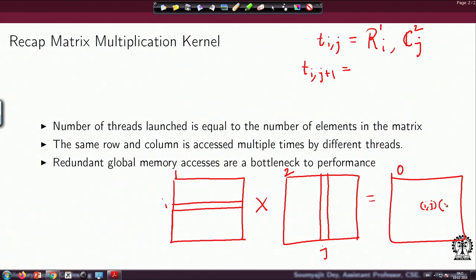So, (i, j+1) has to sit in the same ith row side by side with (i, j), right. So, the thread which is responsible for computing the ith row, j+1th column element of the output matrix, if I call it T(i, j+1), what is it going to access? It is again going to access the ith row of the first matrix and the j+1th column of the second matrix, right.